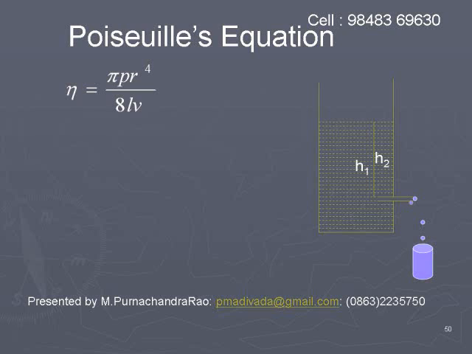Eta is equal to pi P r to the power of 4 by 8 L V. Here P is the pressure difference, r is the radius of a capillary tube, L is its length, and V is the volume flow rate of the liquid.